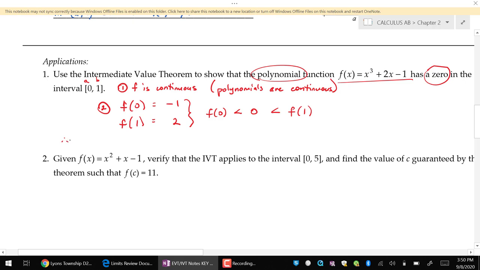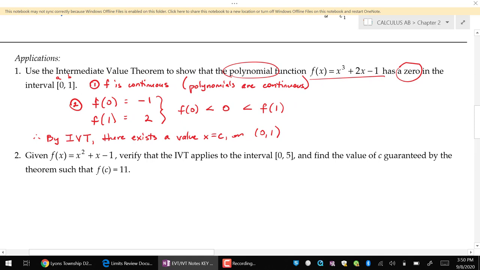I like to say therefore by, and then please state the name of your theorem. By the Intermediate Value Theorem, you can abbreviate IVT, there exists a value x equals c on the open interval 0 to 1. I don't want to count the endpoints. It's going to be between 0 and 1, so don't include them. On the open interval 0 to 1, such that my f of c value is equal to the element in question.